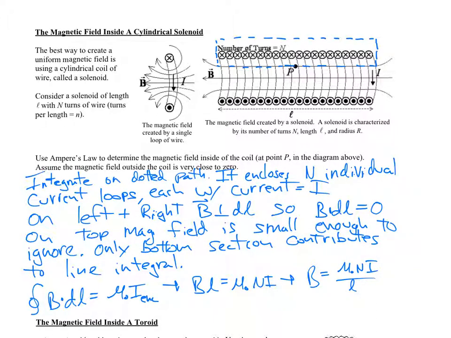So if you have a solenoid and you want to make the biggest magnetic field possible, look at what you need to do. You need to have a high number of loops. You need to have a high current, but you want a short length. Basically, you want the maximum number of loops per unit length. So more turns is better and more current is better for creating a large magnetic field inside a solenoid.